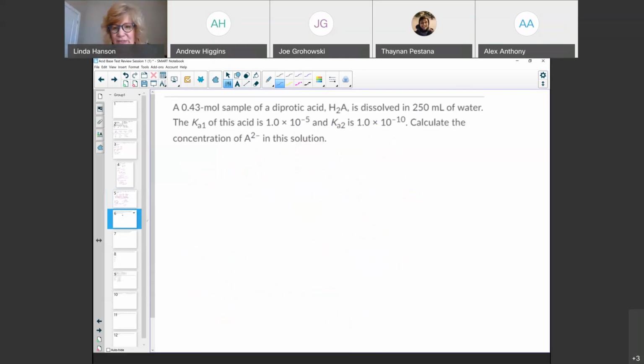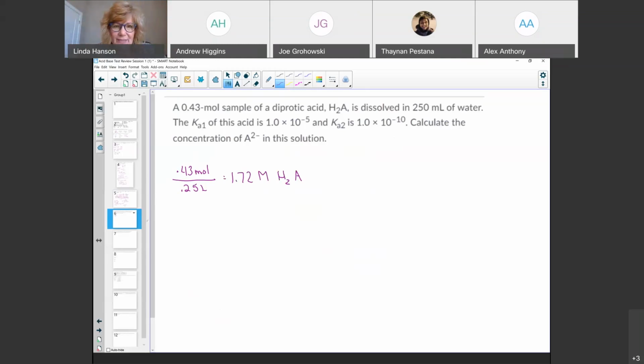Oh, yes, I wanted to include an example on a polyprotic acid. And this example quiz question allows me to do that. I'm given a number of moles of a diprotic acid, H2A, and I dissolve that into 250 mL of water. So I'm just going to quickly find the molarity, take moles per liter, and let me just do that quick for us. 0.43 over liters. This is a 1.72 molar solution of H2A.